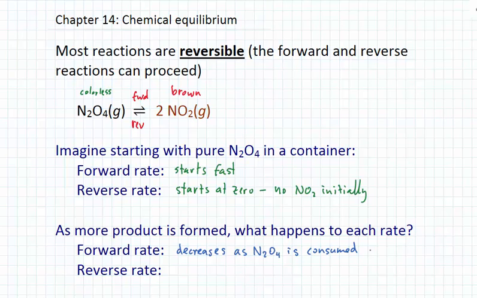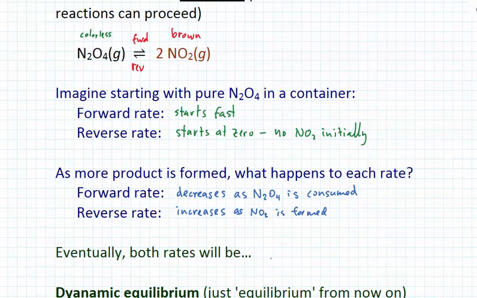And that reverse reaction that started out as nothing because we had no product there, what will happen to that over time? That will increase. As soon as we start producing some of that product, we now have the opportunity for that reverse reaction to also happen. Okay? So that increases as NO2 is formed. Okay? So we have a forward rate that starts high but is lowering. We have a reverse rate that starts at 0 but is rising. At some point, what's going to happen? It'll be the same. You got it. Eventually, both rates will be equal.